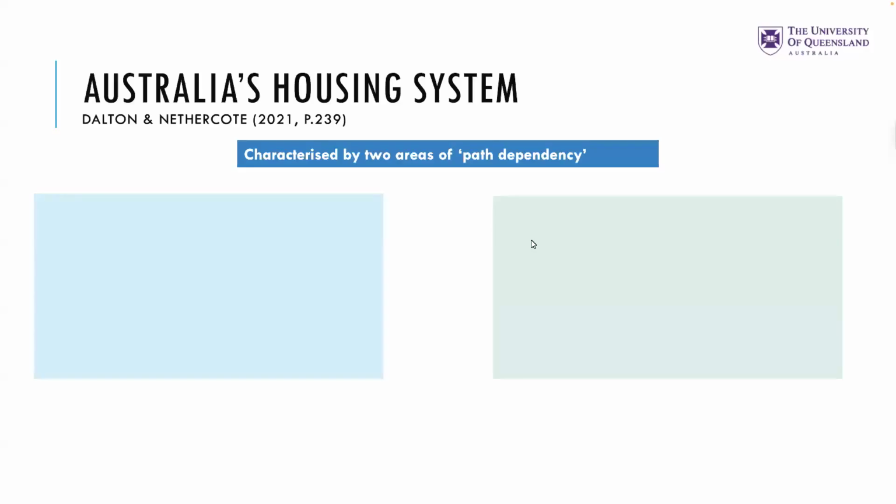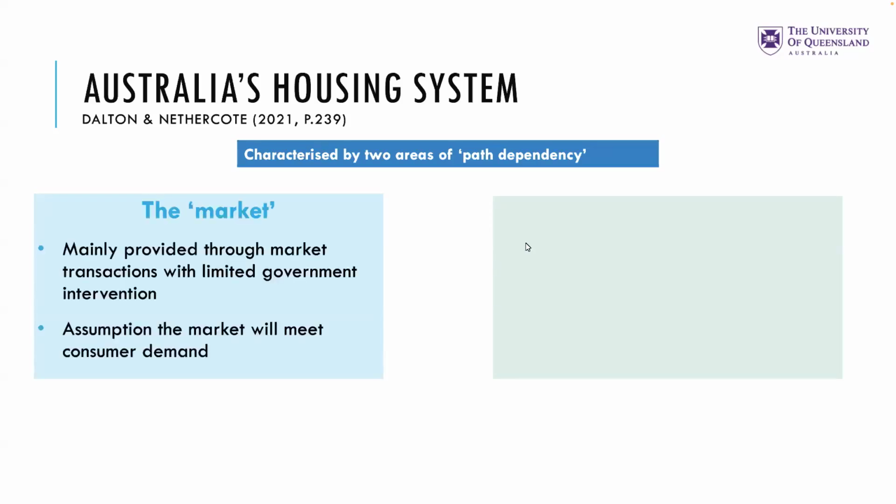Well, let's now have a look at Australia's housing system. So Australia's housing system is really characterized by two main areas of policy dependency. The first of these areas is the market dependency. And you'll realize that in the Australian context, housing is primarily seen as a market responsibility.